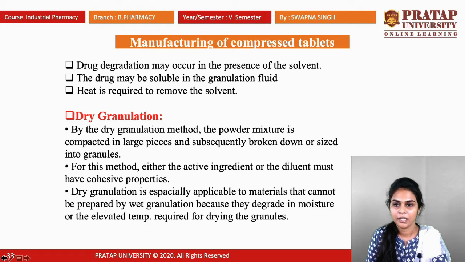Next is dry granulation. In the dry granulation method, the powder mixture is compacted in large pieces and subsequently broken down or sized into granules. So first of all, we mix all the powder ingredients and directly compact them in large pieces, and then break them down or size them into granules. For this method, either the active ingredients or the diluent must have cohesive properties. Dry granulation is especially applicable to material that cannot be prepared by wet granulation.